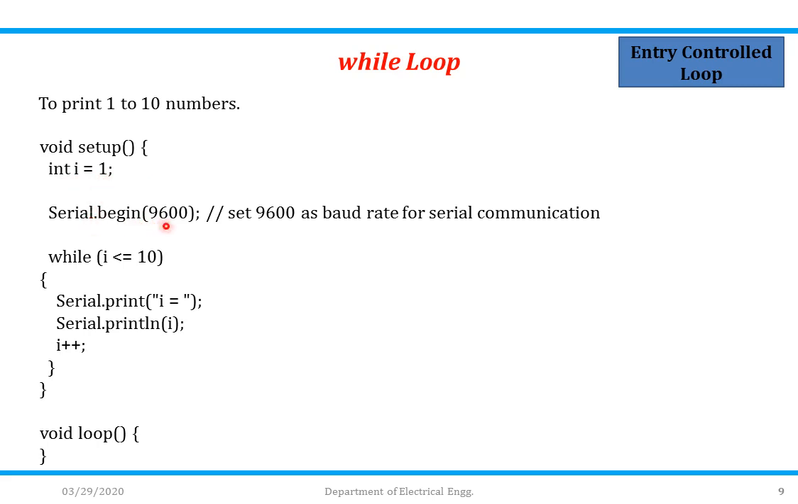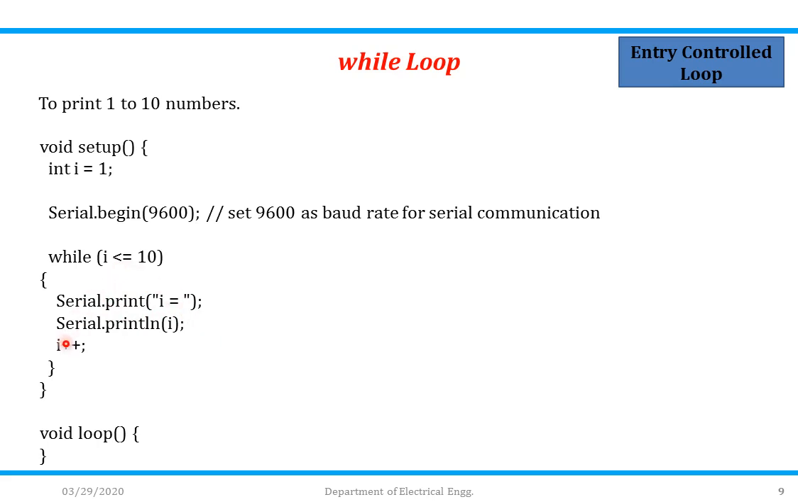Then Serial.begin(9600), which is used for serial communication. Now this is what is called initializing the counter. Once the counter is initialized, it will check the condition whether the value 1 is less than or equal to 10. If this condition is true, then only it will enter into this bracket and print the part, that is Serial.print("i = ") and Serial.println(i). So it will print i equal to 1 because 1 is less than 10.